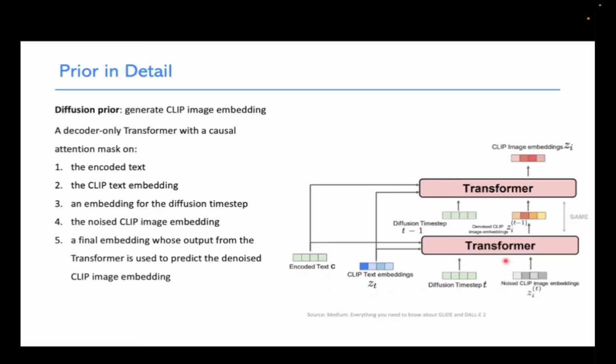So it will pass through the transformer to get the denoised CLIP image embedding until time step 0, which is the final embedding, whose output from the transformer is used to predict the denoised CLIP image embedding. In other words, it's the unnoised CLIP embedding. So this prior will help us to find the image embedding using the text embedding and encoded text as input. Are there any questions?